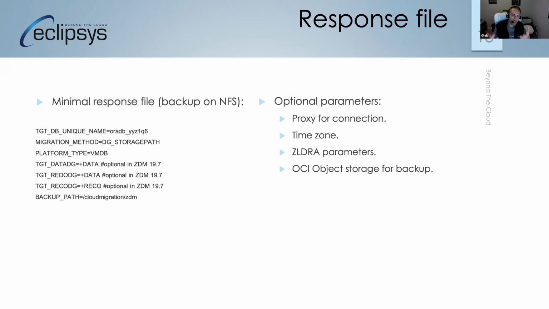In case of backup to object storage, you will need to specify the URL for your tenancy's object storage, and the name of the bucket. In 19.2, you should also specify data storage parameters for the target database. In 19.7, this is optional. It will discover the existing storage and reuse it from the database on target you pre-created before migration. You have some optional parameters: proxy for connection, time zone, ZDLRA parameters, OCI object storage for backup, and some other parameters. I will not go through all the parameters. A presentation could be dedicated only to parameters in that case.